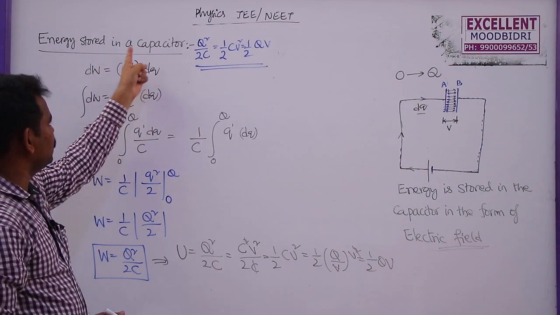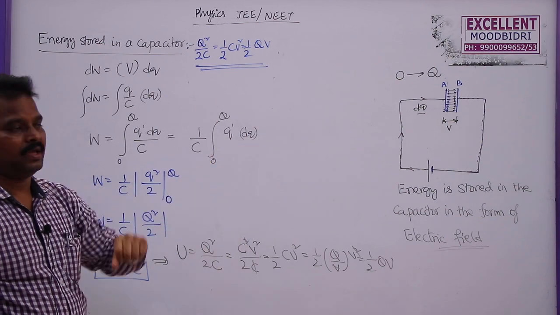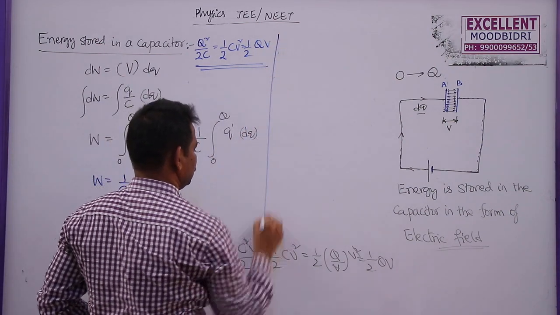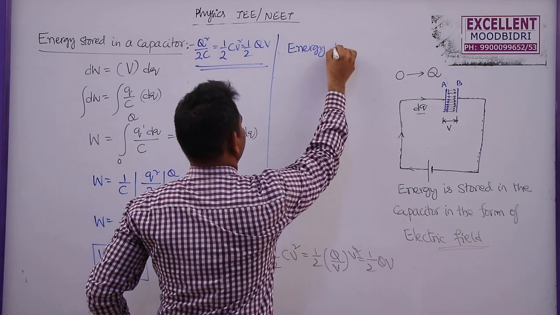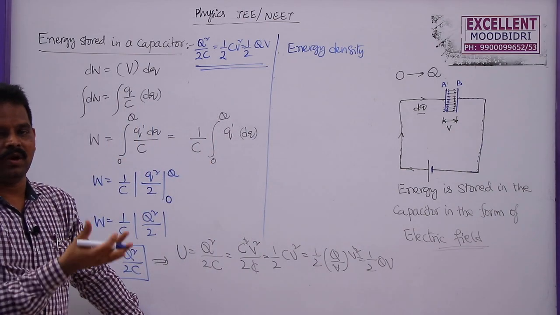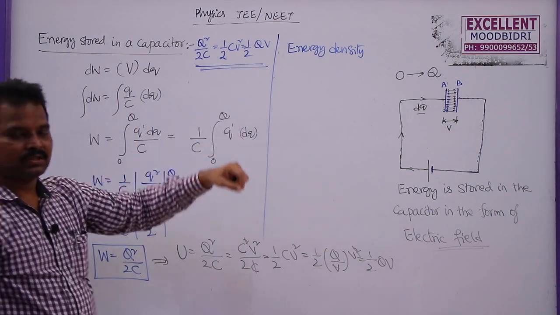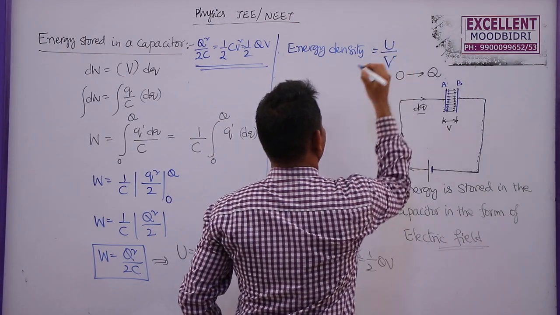Here, by using the energy stored in a capacitor, what is the energy density of the capacitor? What is this energy density? Generally, mass density is equal to mass by volume. Energy density means energy by volume. So, this is nothing but energy stored per unit volume.